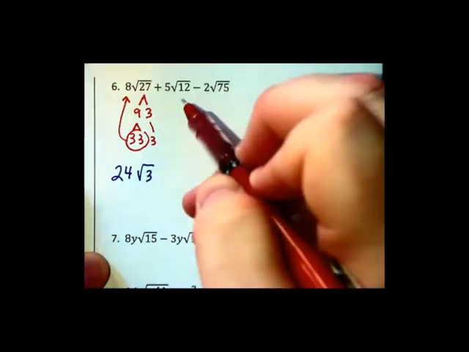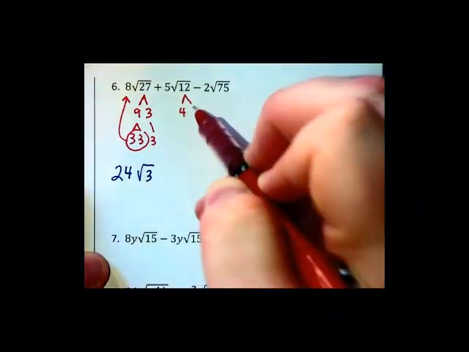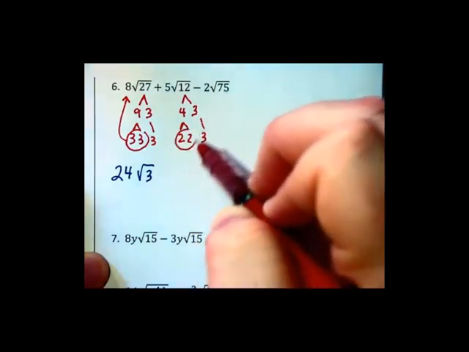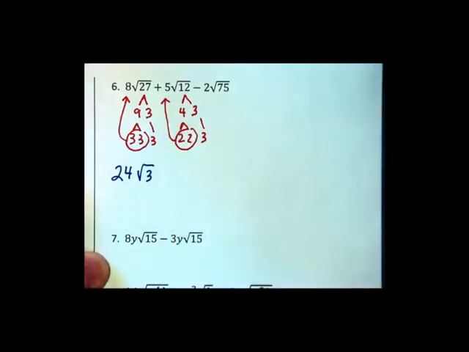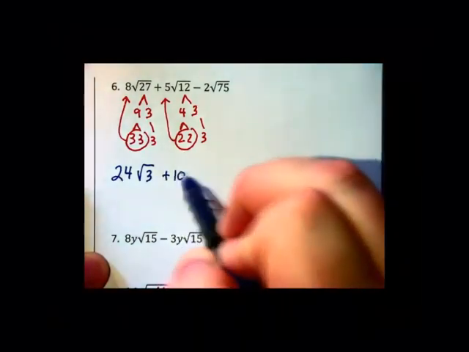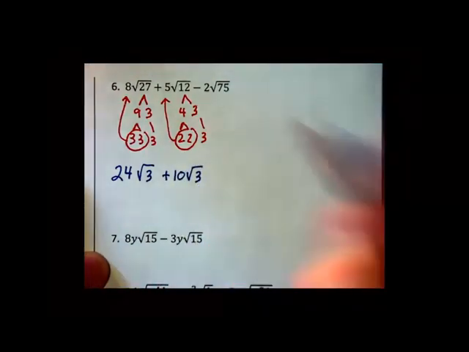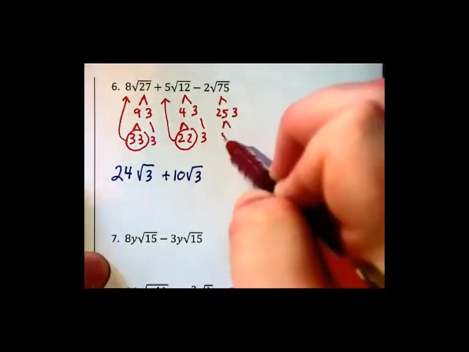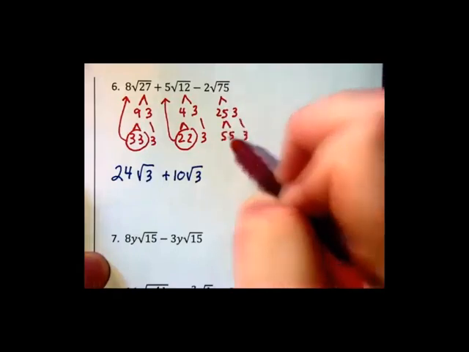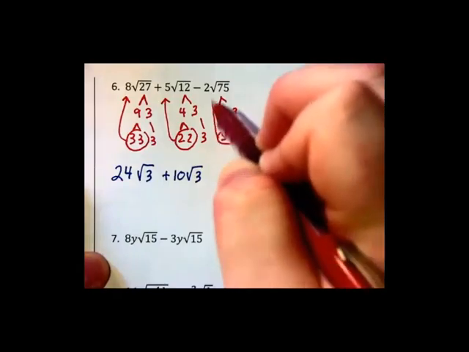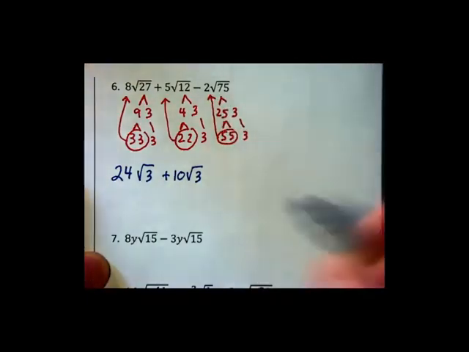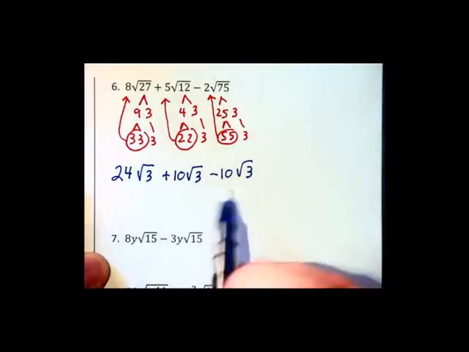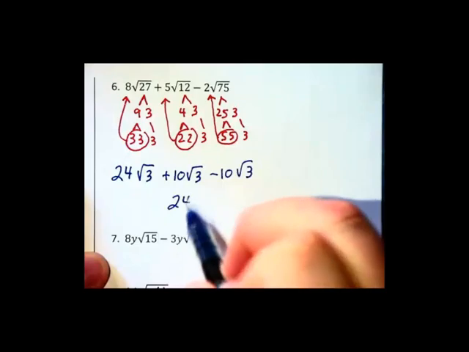Moving on to the next radical, the 12 breaks down into a 4 times 3, and the 4 is a pair of 2's, and that pair of 2's comes out as a single 2, multiplies with the 5 in the front, and gives us plus 10 root 3. The third radical, 75, breaks down to 25 times 3. 25 splits into a pair of 5's there. That pair of 5's comes out as a single 5, multiplies with the 2 in the front, making minus 10 root 3. Now we see that these second two terms cancel each other out, and our answer is 24 root 3.